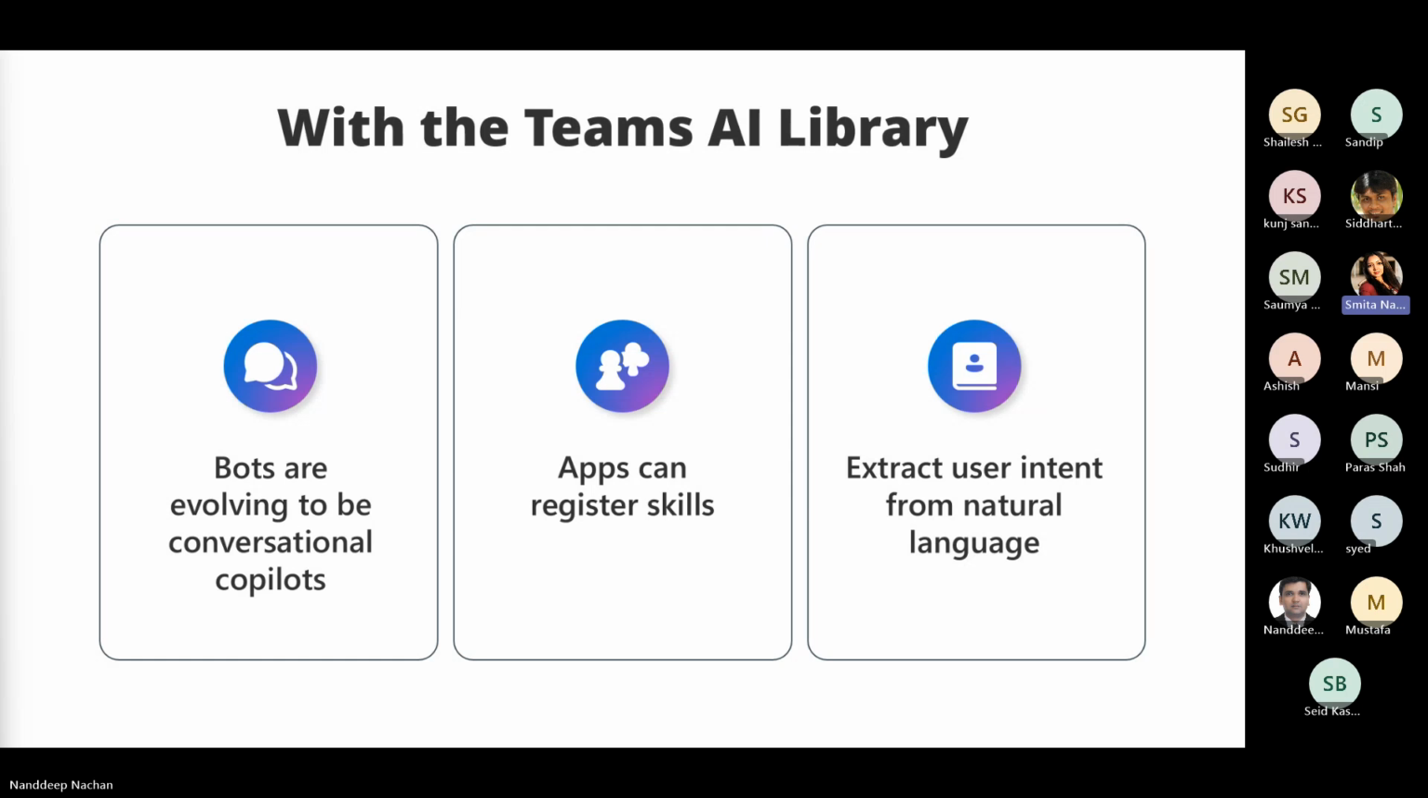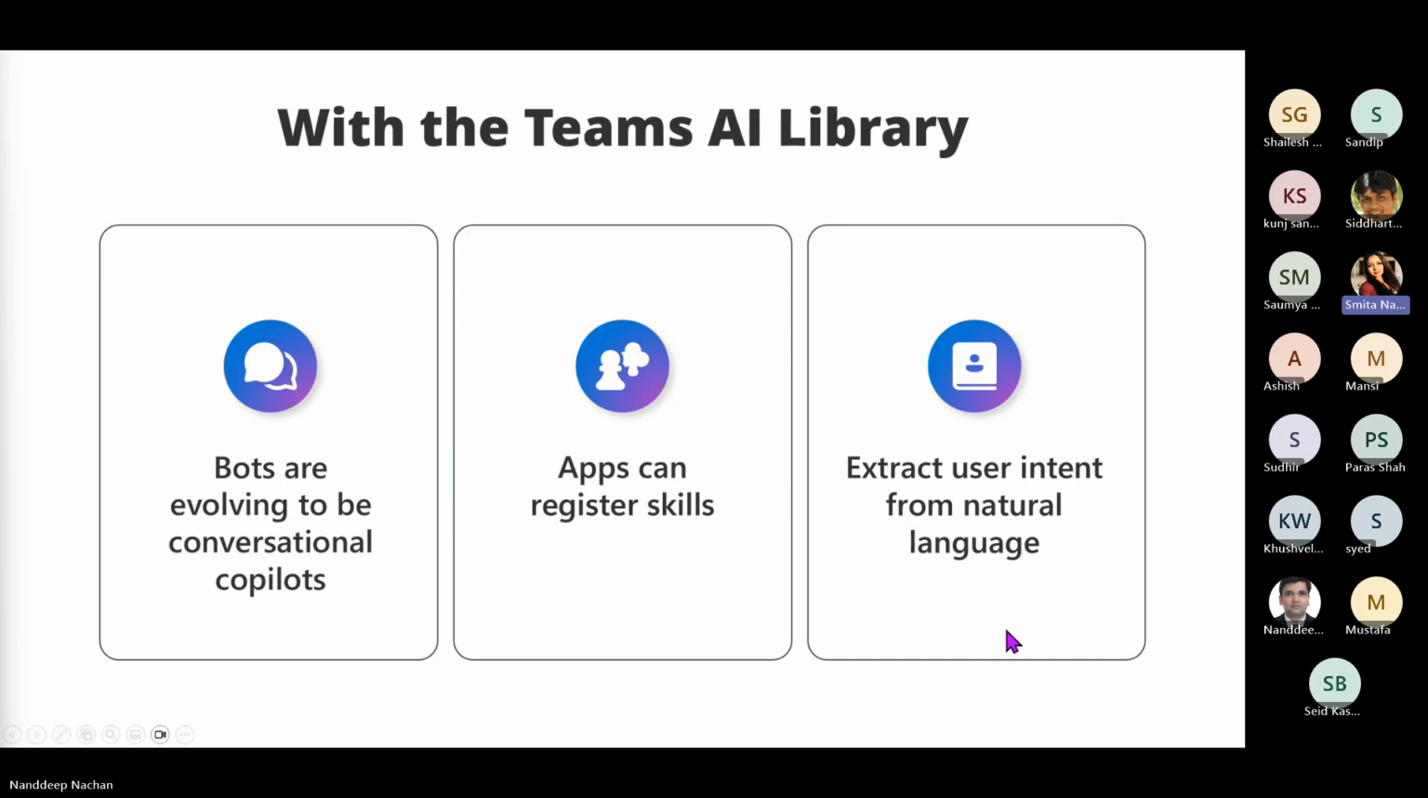This makes the interactions feel more natural, and the app can register skills. Developers can register the specific key skills or functionalities with their apps, making it clear to the AI what the app is capable of. These features allow the bots to reference a defined set of skills and perform the relevant task based on the user inputs. It extracts the user intent from the natural language.